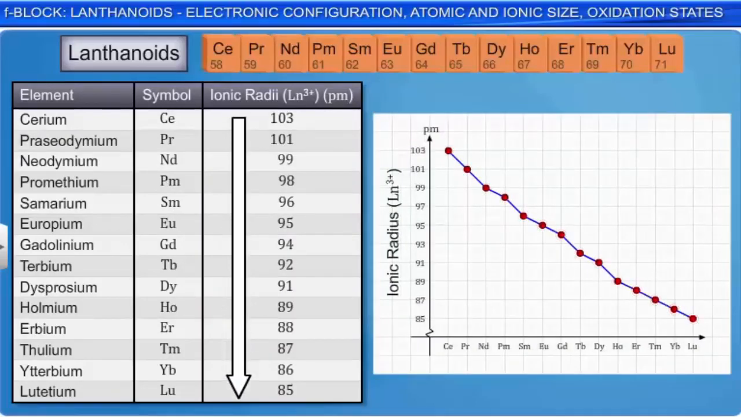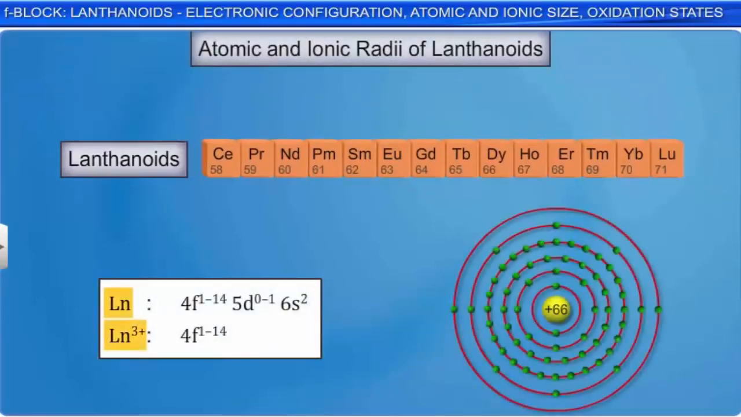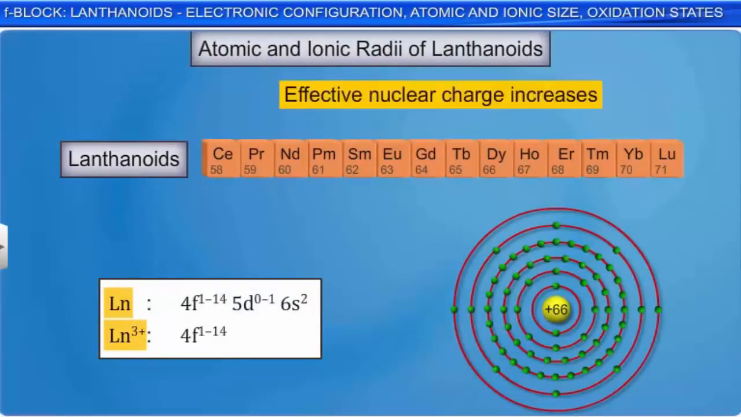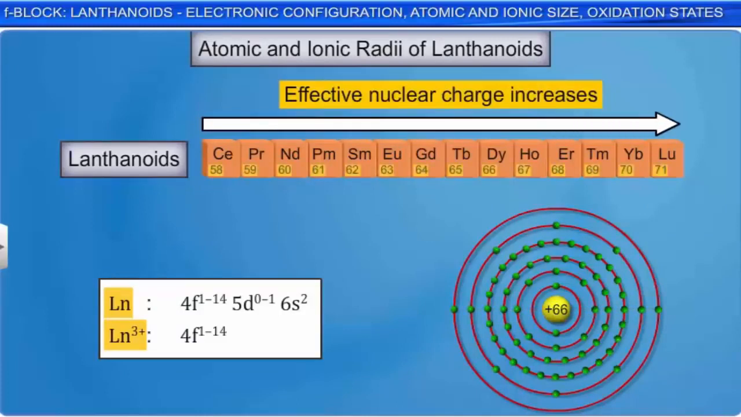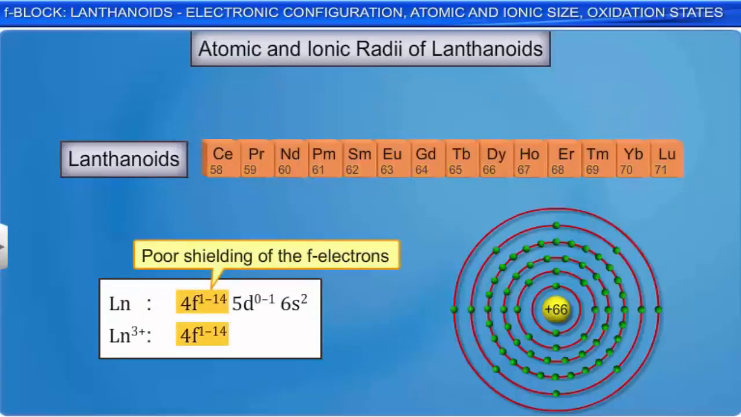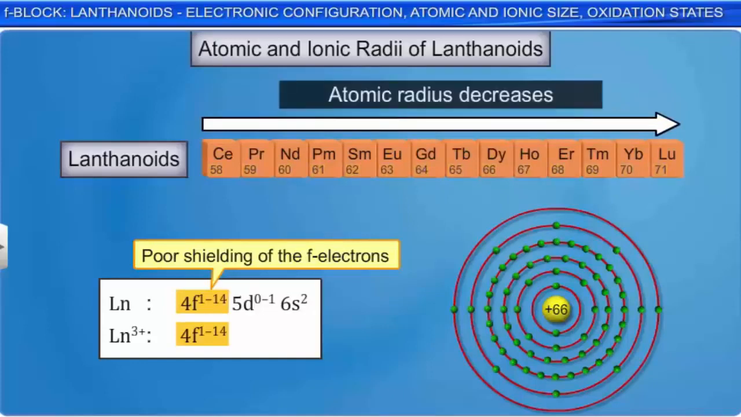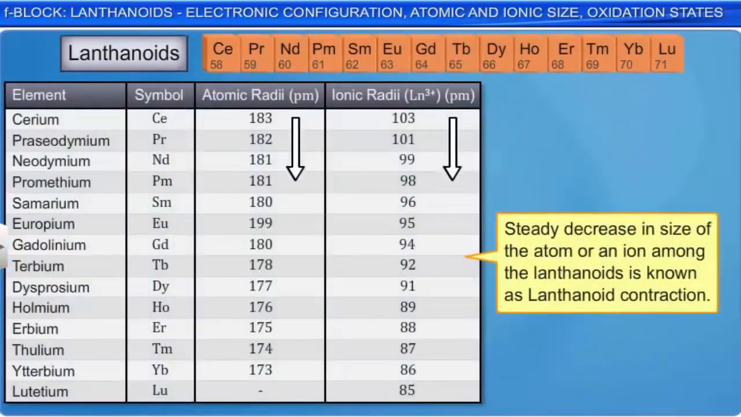In lanthanoids and their trivalent ions, the effective nuclear charge experienced by the outer electrons increases with an increase in the atomic number due to the poor shielding of the f electrons. Hence, a regular decrease in the atomic radius is observed with an increase in the atomic number. This steady decrease in size of the atom or an ion among the lanthanoids is known as lanthanoid contraction.